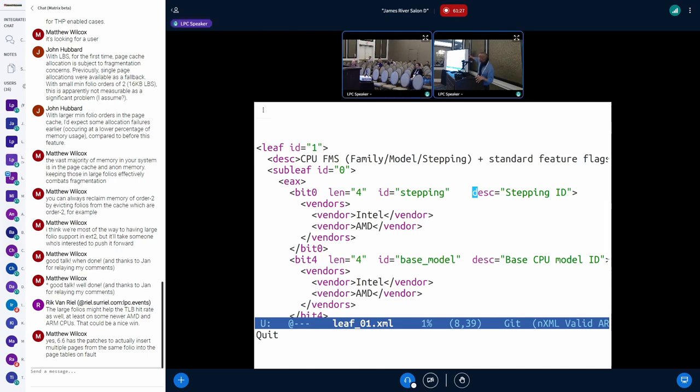So you see here the EAX output register, and these are the descriptions of the bit fields within the EAX register. From there, you can see that here is bit 0, and here is the ID and a short description. And this bit is supported by both Intel and AMD. The second field is also the same, along with the length of the bit field. And we did that for the 850 bit fields. So each bit field in the database that we built has this level of detail. Okay? That's the first part.